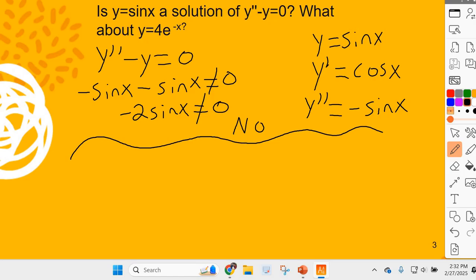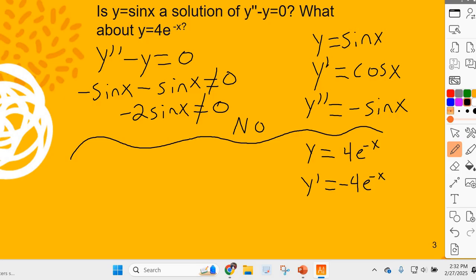Alright, so this time we're starting with y equals 4e to the negative x. What is our derivative of 4e to the negative x? Negative 4e to the negative x. Why is it negative? Because when you take the derivative of negative x, it comes out as negative 1. We have to use our chain rule.